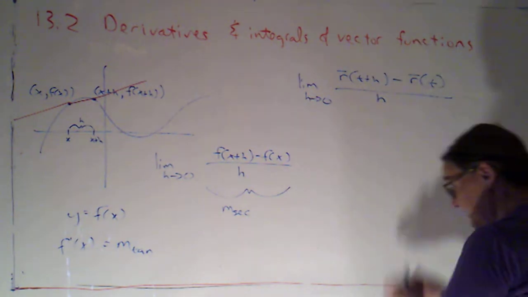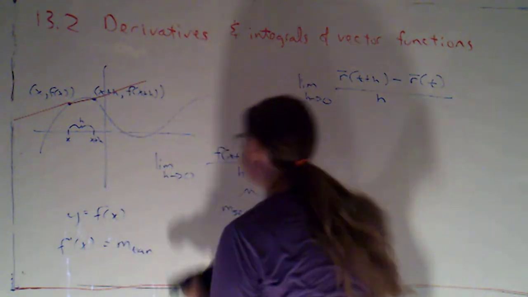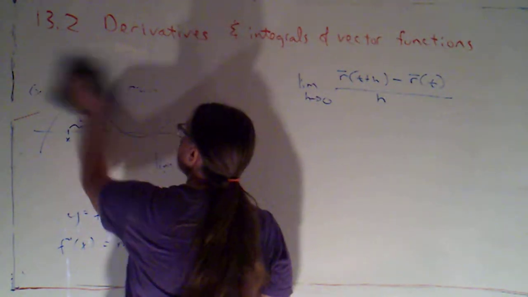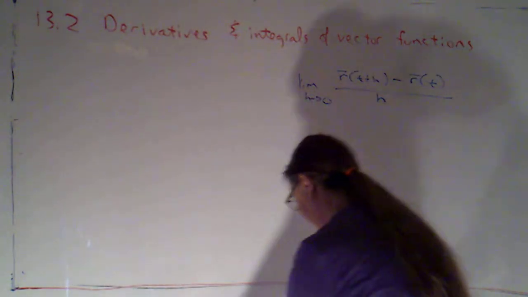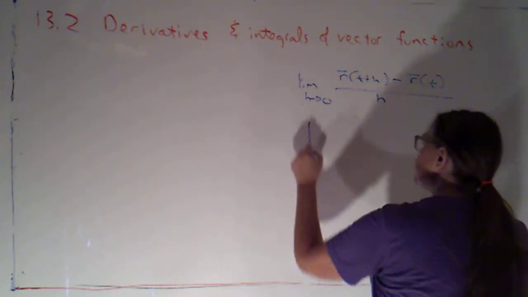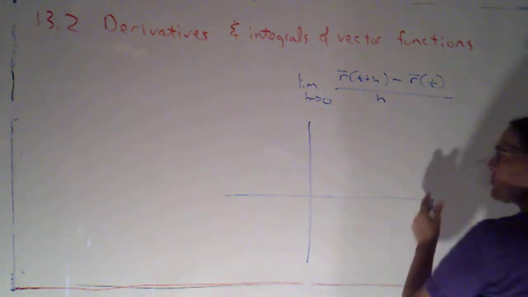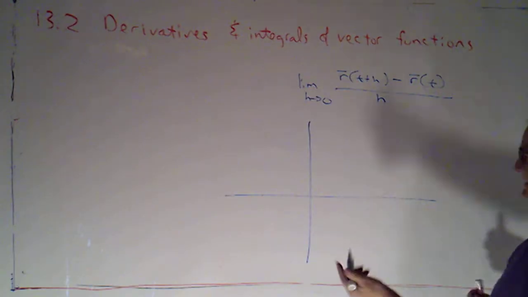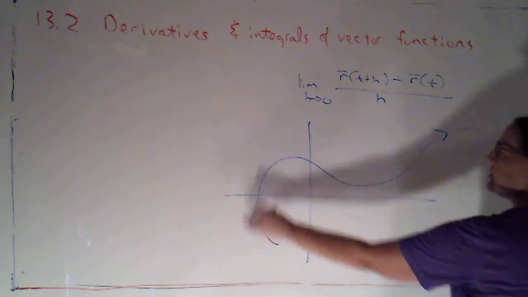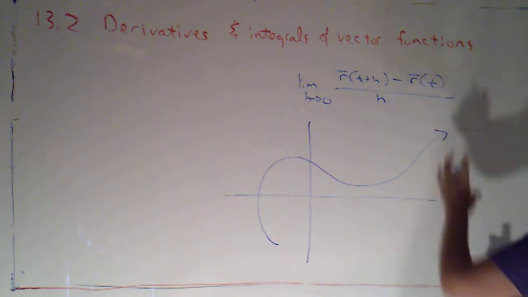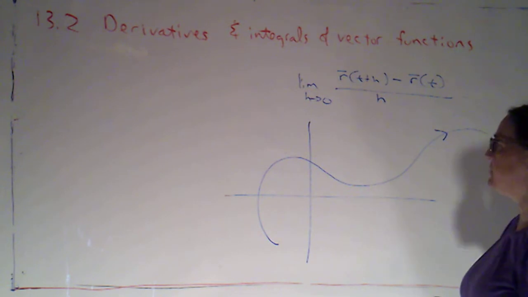So this is something we can calculate. Let's take a look and see if it actually means anything and would be useful to calculate. So I'm going to just suppose that I have a vector function. I'm going to draw it in 2 space just because that's easier to draw. And let's suppose my curve is oriented this way. So the arrow again indicates the direction of increasing t.